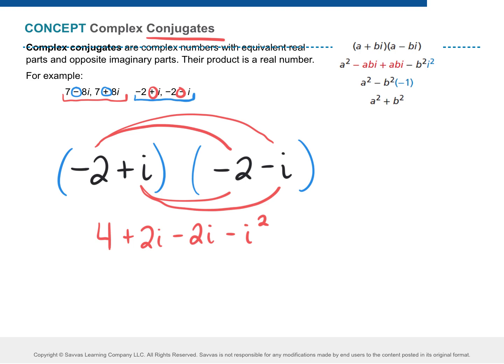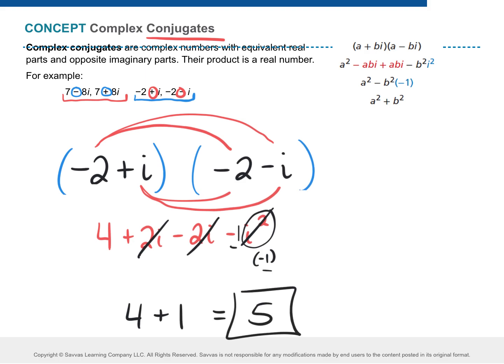Okay, what happened here? What do you see? The 2i's are opposites. 2i minus 2i, what happens? They cancel. Okay, what else do we have to watch out for? i squared. What does that turn into? Negative 1. Notice what's right here. It's another negative 1. Okay, so did anything happen to this 4? No. What's negative 1 times negative 1? 1. So lastly, what's 4 plus 1? 5.